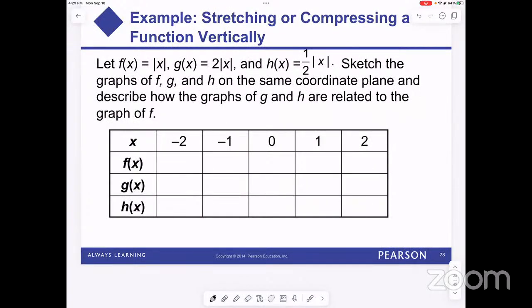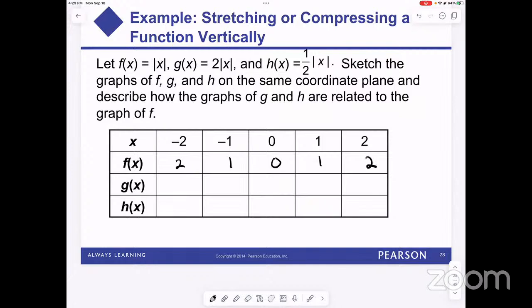So in this example, we're given these f, g, and h. We're asked to sketch the graphs of f, g, and h on the same coordinate plane and describe how the graphs of g and h relate to the graph of f. f is the absolute value, so we've done this one. Absolute value of -2 is 2, and then 1, 0, 1, and 2.